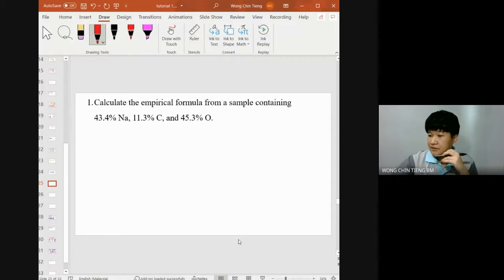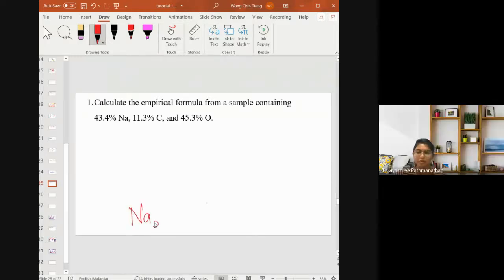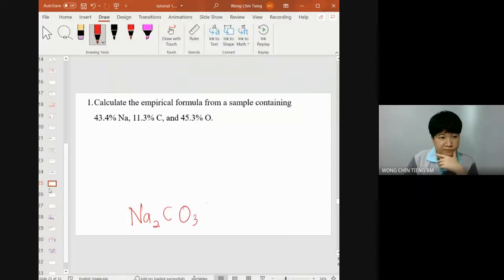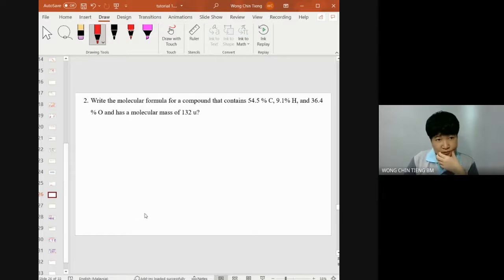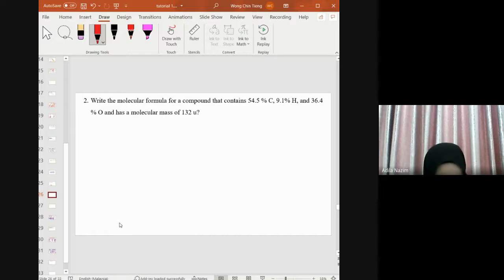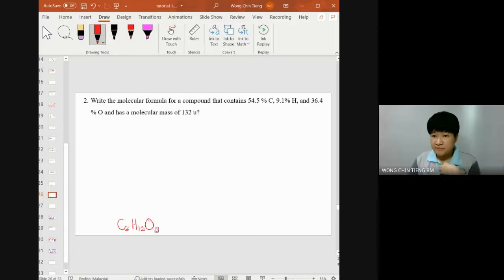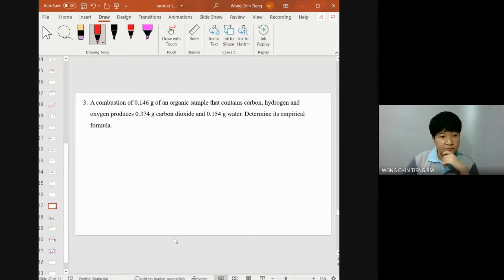Let's check the answers a bit. Question 1. I want the answer from the TV. Your empirical formula calculated, Na is how many? Na2CO3. Na2C1O3. Okay. Adila? Question 2. C6H12O3. Okay, alright. If anyone disagrees, let me know. Izzah, question 3. C5H10O. Do the others agree? Okay, agreed. If anyone disagrees, tell me and we will discuss.